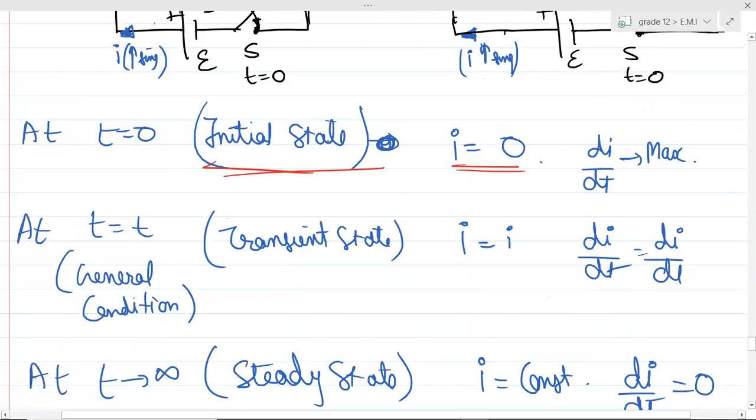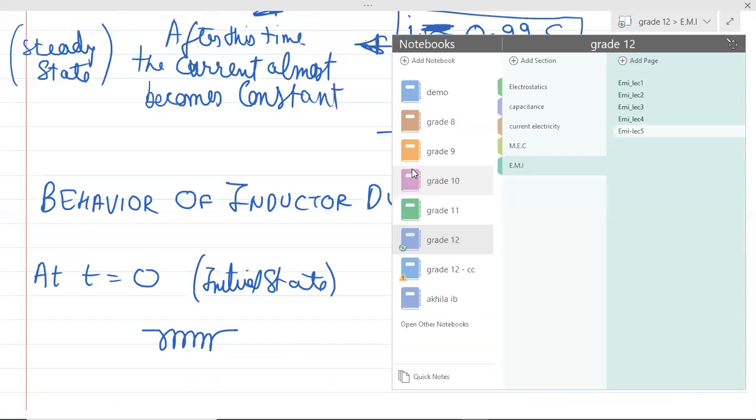At initial stage, the current in the circuit is 0, but di by dt is maximum, right? Yes or no? At t tending to infinity, steady state, where the current becomes constant and di by dt, the rate of change of current, becomes 0, right? So this is how we are taking this result. This is how we'll use this result in numerical problem.